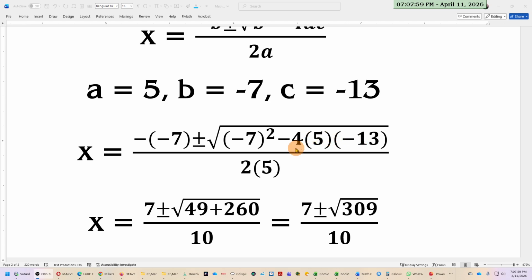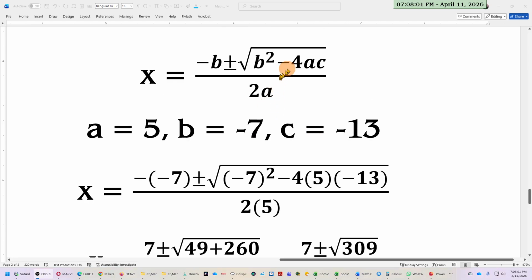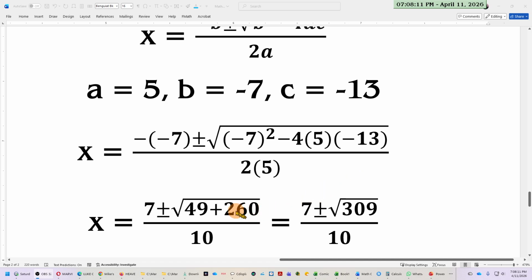So we have the -4 because there's a -4 always going to be there. And then the 5 times the -13. So when this -4 multiplies this -13, you end up with a positive value. And that's why this is going to be positive. So 4 times 5 times 13 is going to give you 260. Added to the 49 gives you 309.